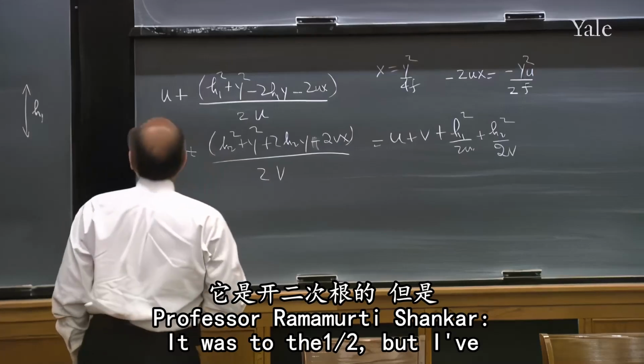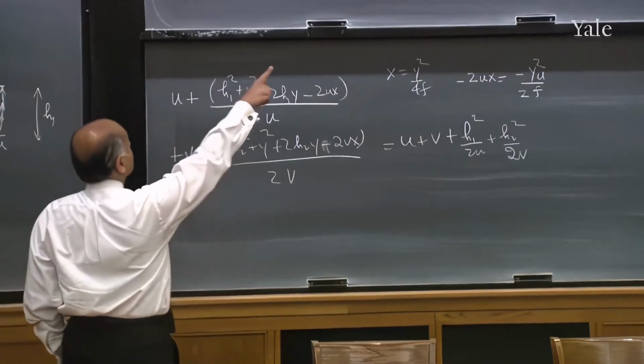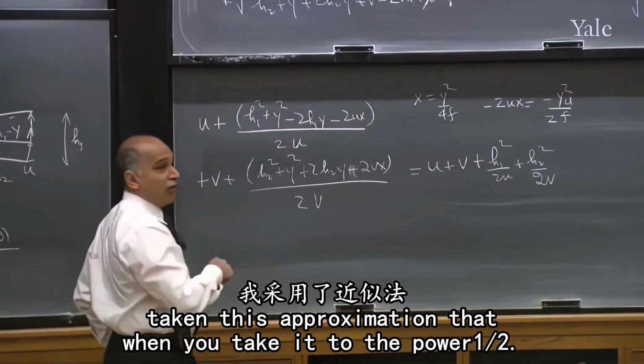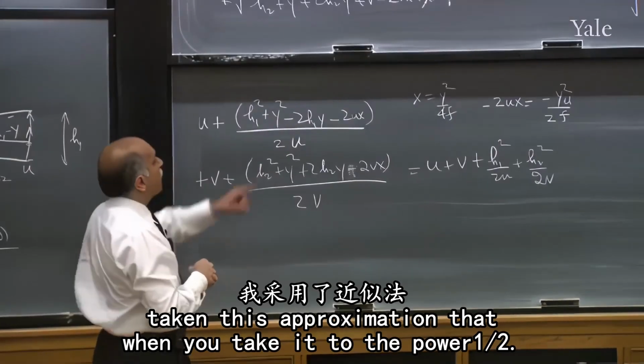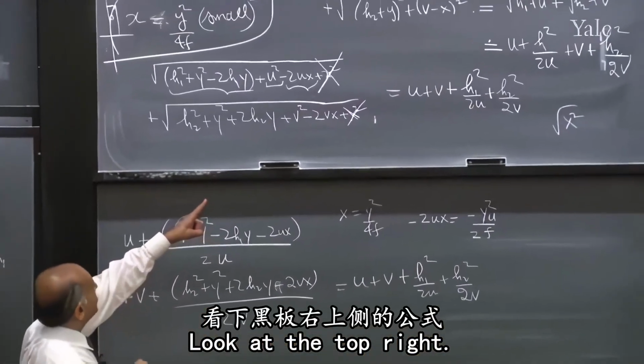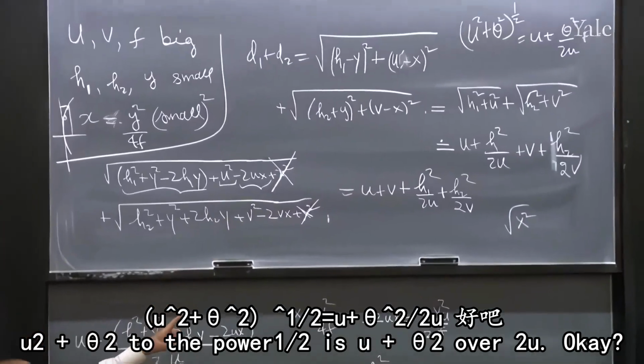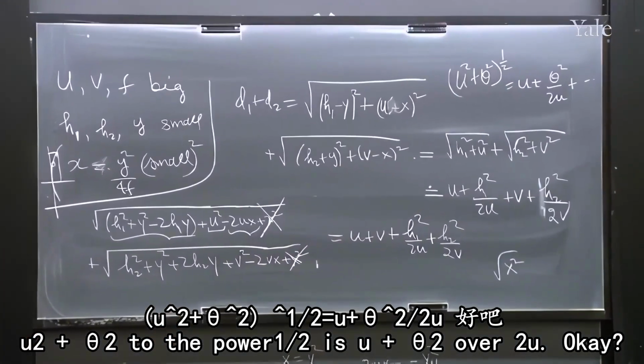Oh yeah, it was to the power 1/2, but I've taken this approximation that when you take it to the power 1/2, look at the top right. u squared plus theta squared to the power 1/2 is u plus theta squared over 2u. Okay?